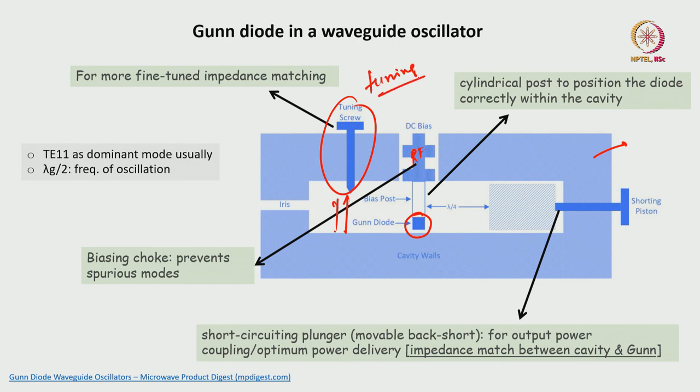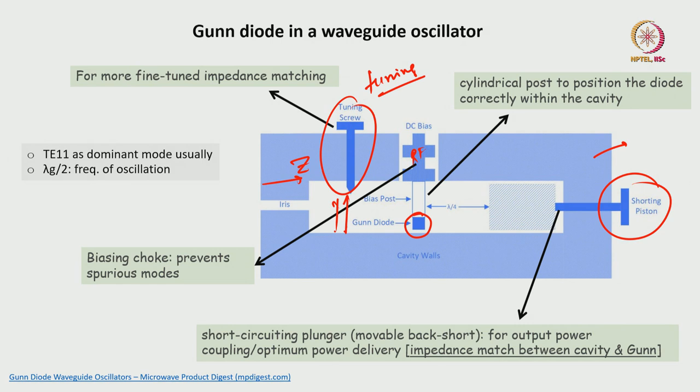The impedance that you see, the Z impedance, can be changed, because even if it is a cavity mounted Gunn diode, for instance, you still need to match the impedance with the line, the cable, or wherever you're feeding. For the impedance matching, you have this screw. You can do a more fine tuned impedance matching, and this is a shorting piston, or a movable back short, people say.